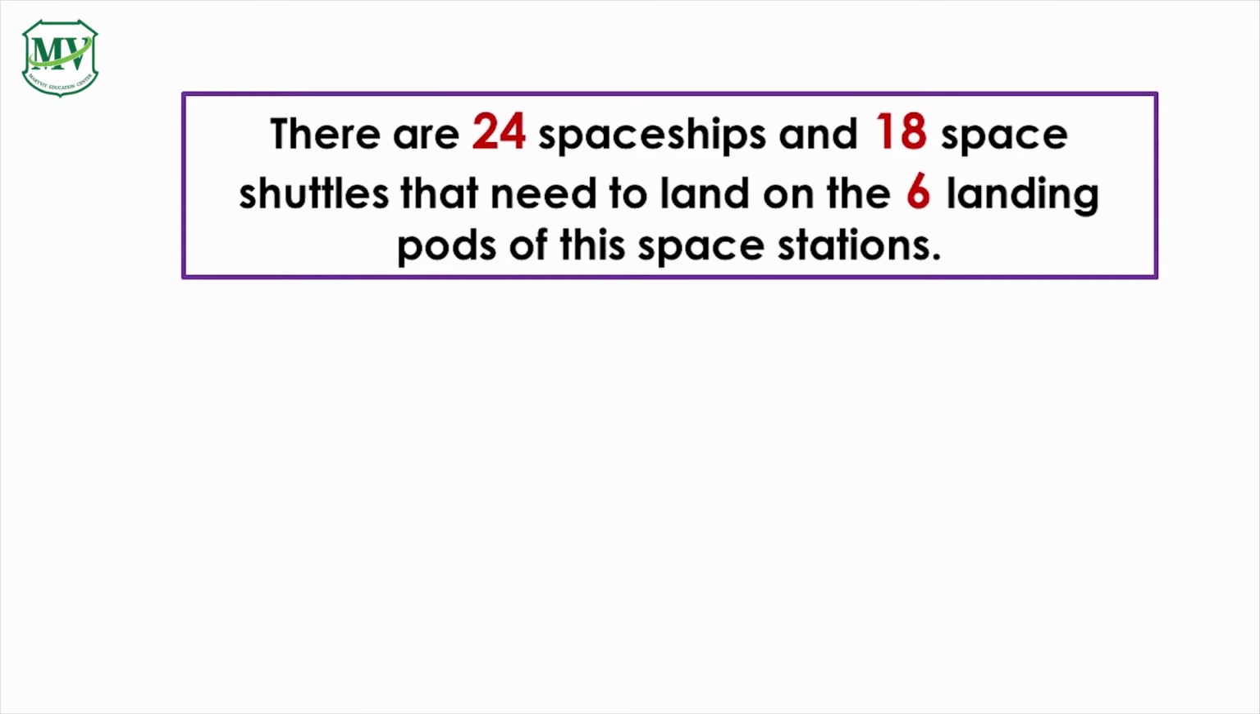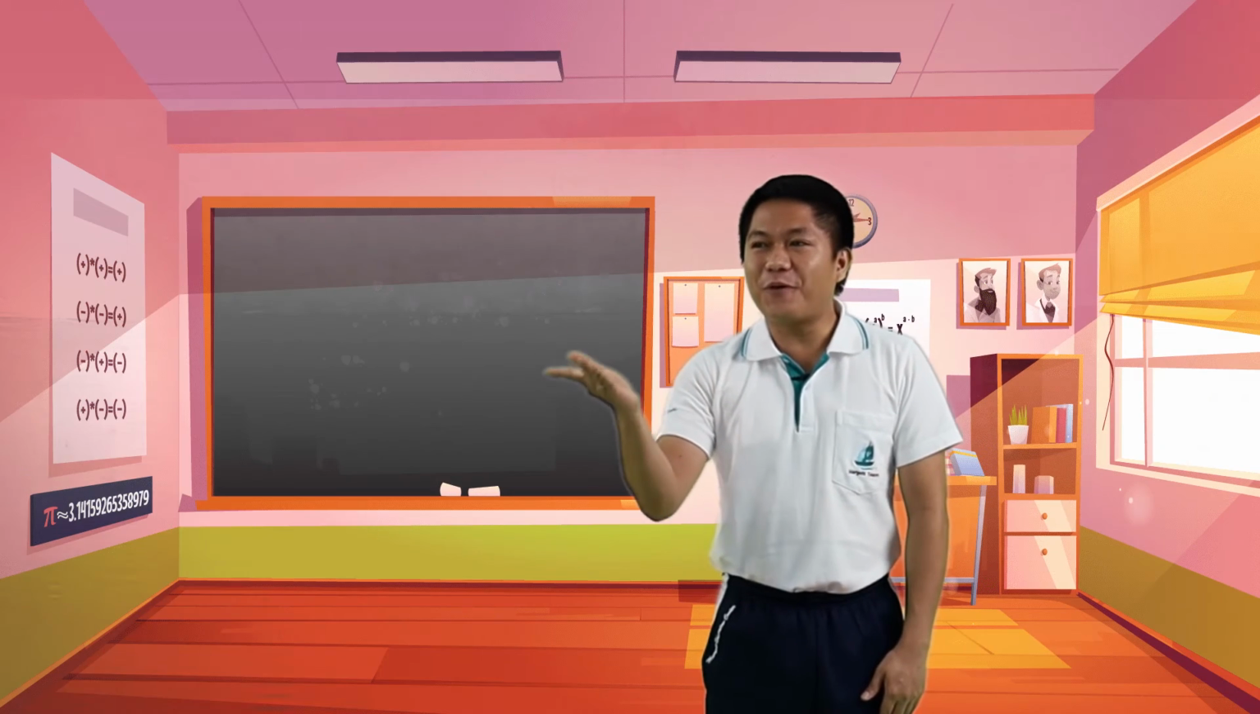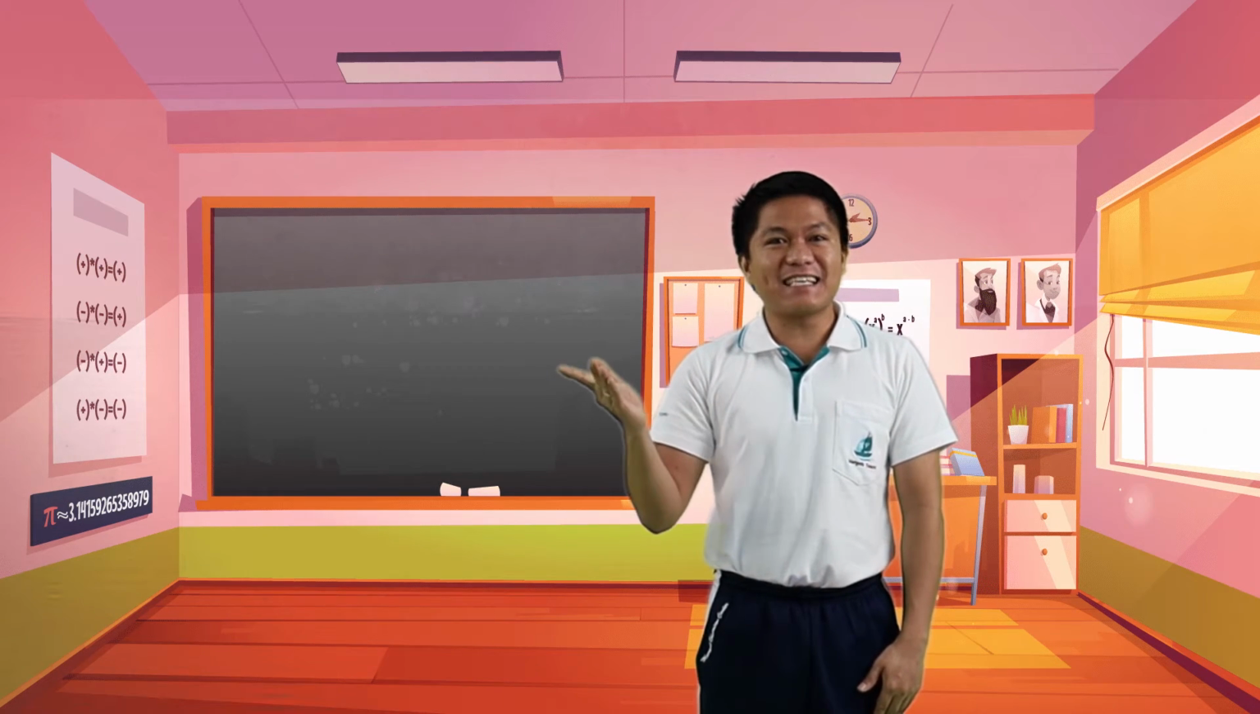There are 24 spaceships and 18 space shuttles that need to land on the 6 landing pods of these space stations. How many spaceships and space shuttles will there be on each landing pod if they are divided equally among the space pods? To answer these questions, we will learn about factors. Before we proceed, let's have a review about prime numbers.